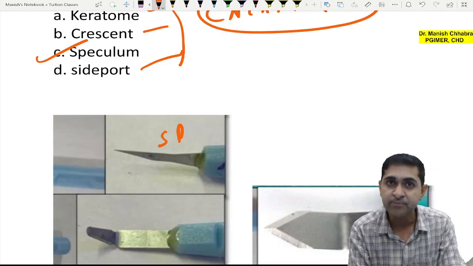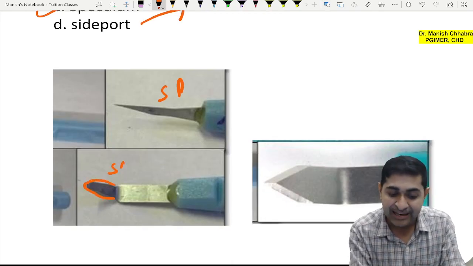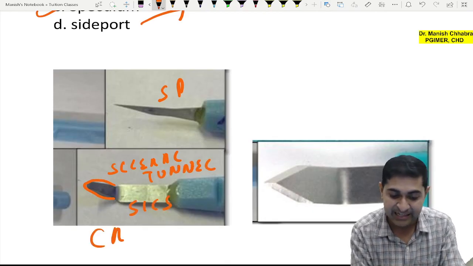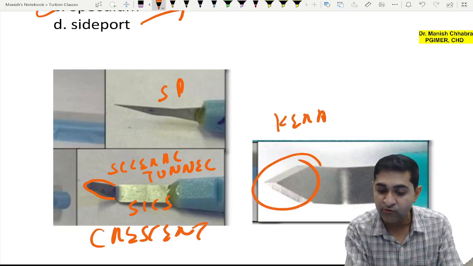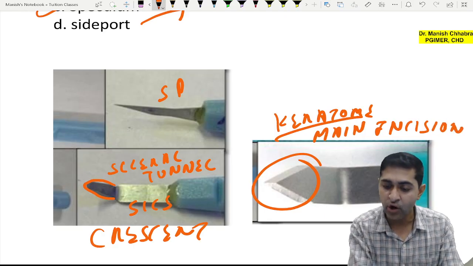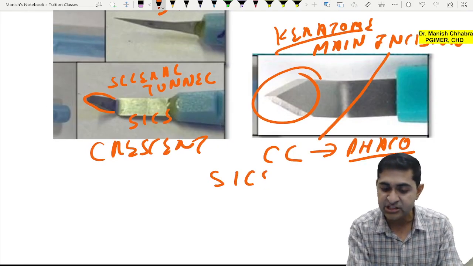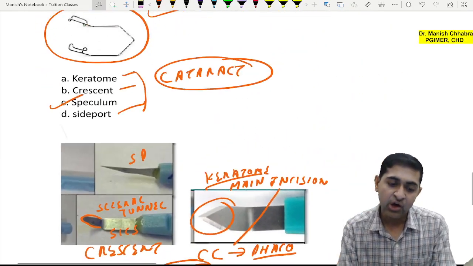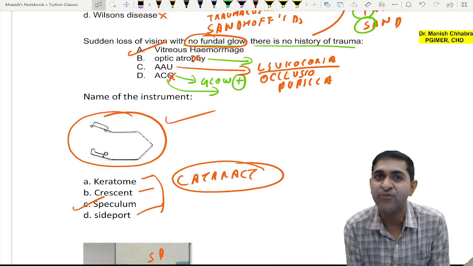This is your side port, used for giving the side incision. This is your crescent blade for making the scleral tunnel in SICS. And what is this? This is your diamond-shaped tip, your keratome, for making the main incision. You can use it for clear corneal incision in phaco, or even for SICS, small incision cataract surgery, to enter into the anterior chamber. All right, boys and girls, this was the discussion of your July 2024 FMG exam.